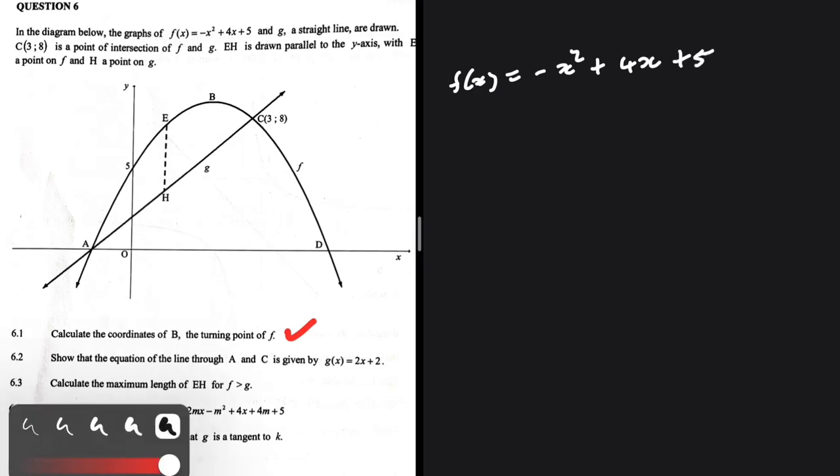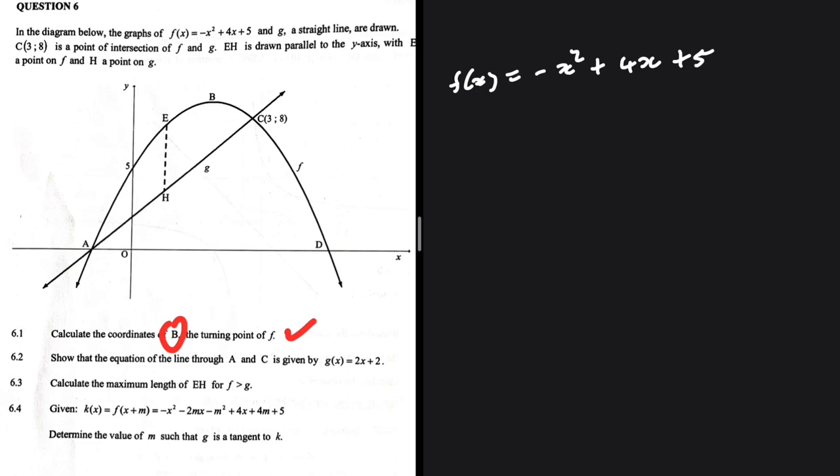Calculate the coordinates of B, the turning point of f. We're given that f of x is equal to minus x squared plus 4x plus 5. So we want the coordinates of B, the turning point. What do we know about the turning point? We know fully well that the gradient at the turning point is equal to 0.